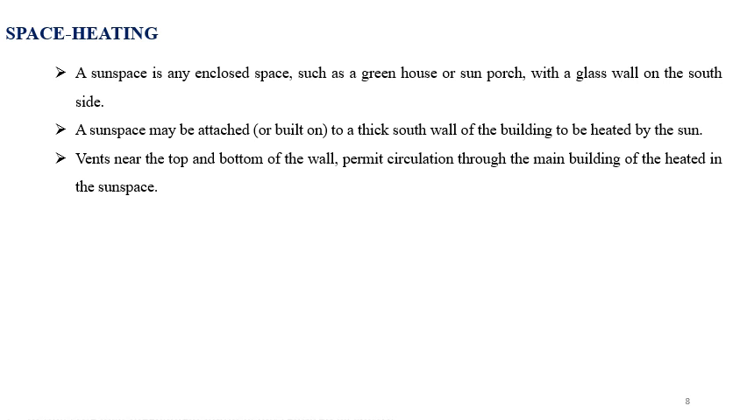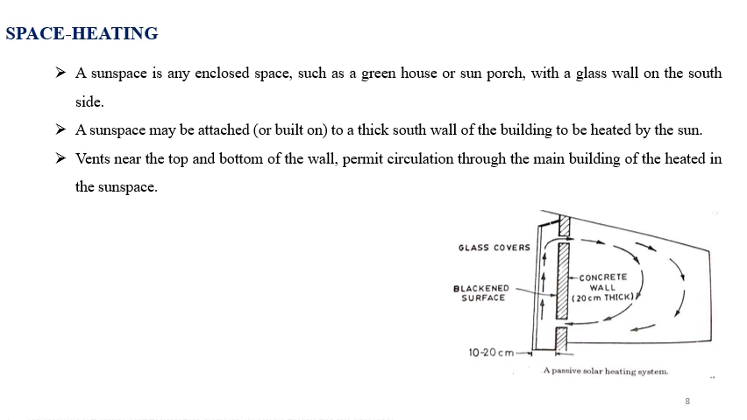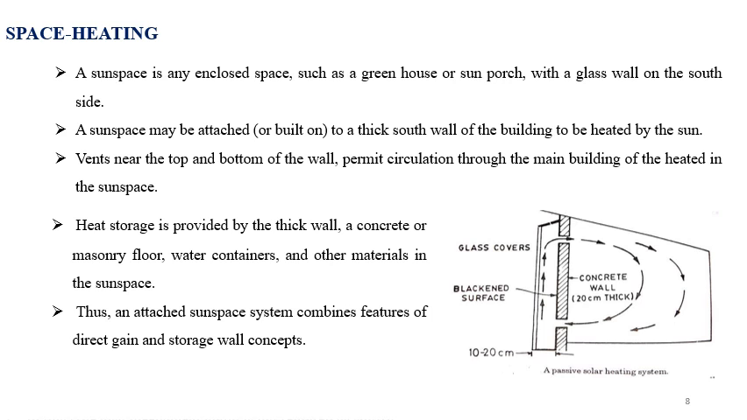Okay. Then, you can see this in the picture, the sun space. The sun space is an enclosed space such as a greenhouse or sun porch with a glass wall on the south side. The space may be attached or built on a thick wall of a building which is to be heated by the sun, and the vents near the top and bottom of the wall will permit the circulation through the main building of the heated sun space air.